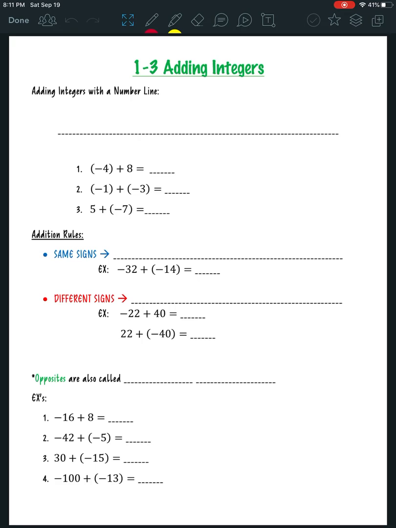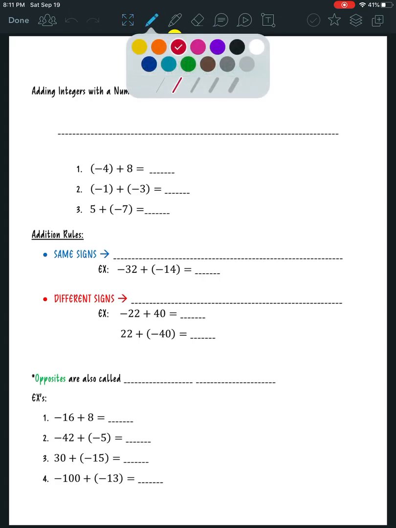So remember, we already talked about integers and the definition on that. So integers are positive and negative whole numbers. So what we're really doing is adding numbers that are positive, negative, but they're whole numbers. We have no fractions or decimals. Okay, so let's start out.